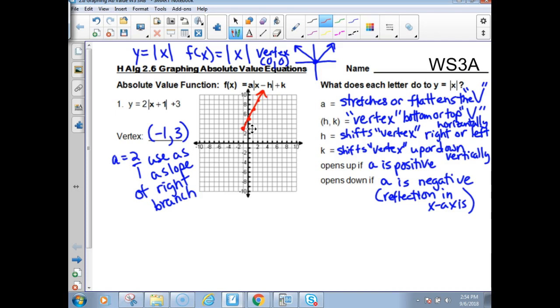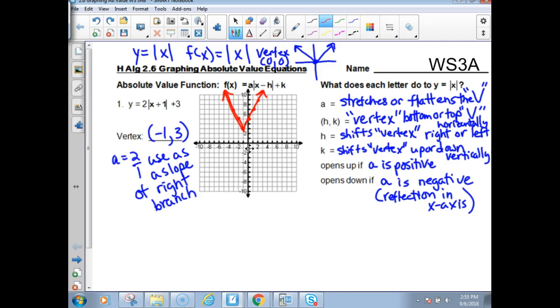For the left branch, we want to find the other part of the V. So instead of up right 1, we're just going to say up left 1. Okay, and now we've graphed it, although I didn't hit my points very well. All right, that's our V.